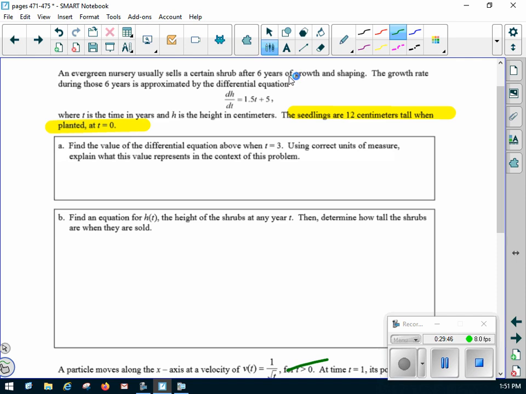It will help you to find your plus C. If you're dealing with position, it has to do with where it is in relationship to the origin. So keep in mind that these points are t, h, right? Because it's time, height, correct? So what point does that highlighted information give us? Please write that down: 0, 12.